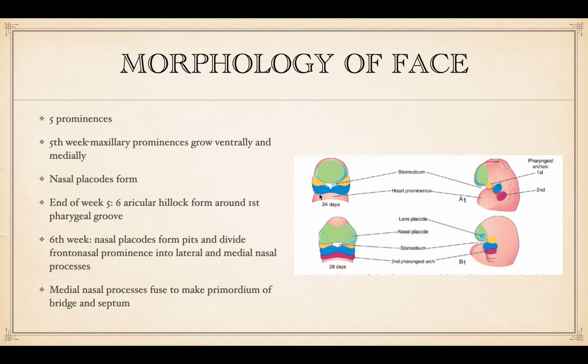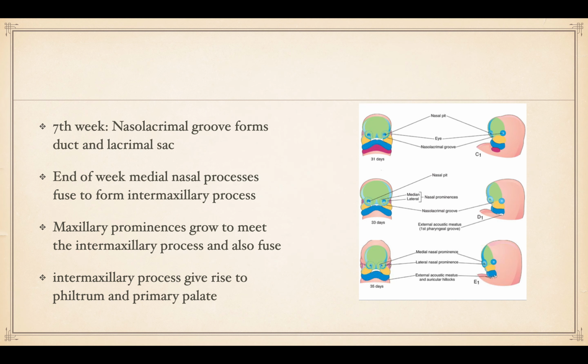So the 5 prominences are going to be the nasal placodes, and then the maxillary prominences, and then the primordial palate. So by week 7, the nasolacrimal groove will form the duct and the lacrimal sac. So those will form the tear ducts. And then by the end of the week, the medial nasal processes will merge to form the intermaxillary process.